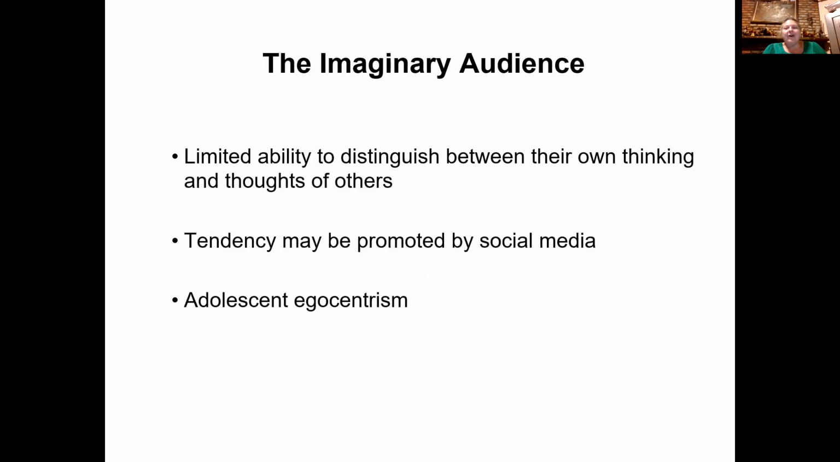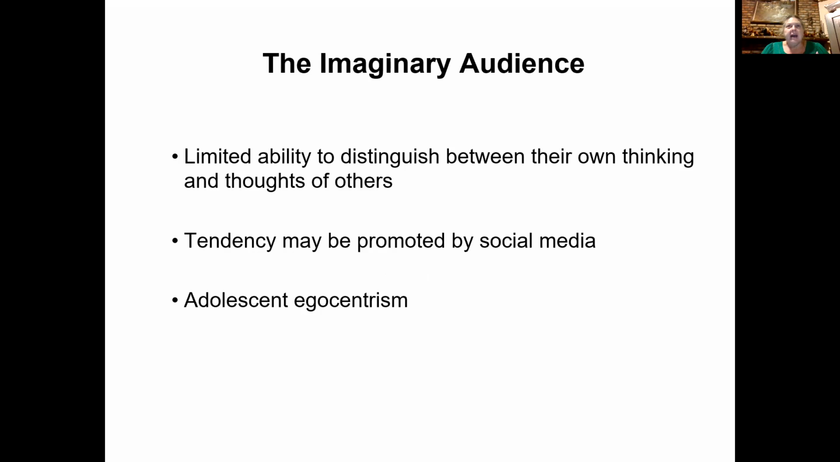There is something called the imaginary audience that we see occurring with children in adolescence. The imaginary audience, I'm just going to kind of give you an idea of what it would be. And these are examples. The imaginary audience is one example of what we would call adolescent egocentrism.